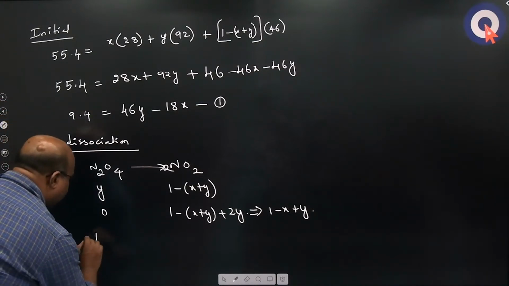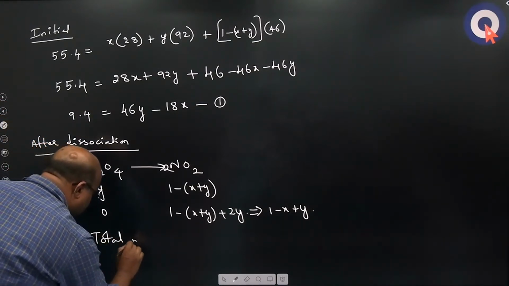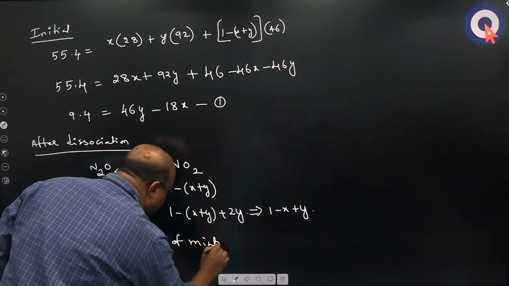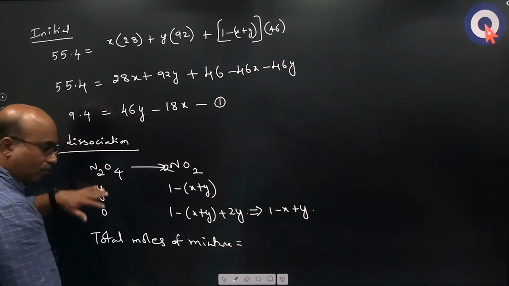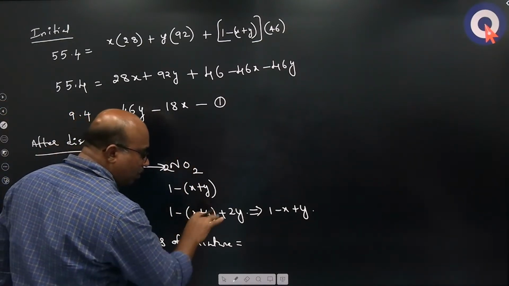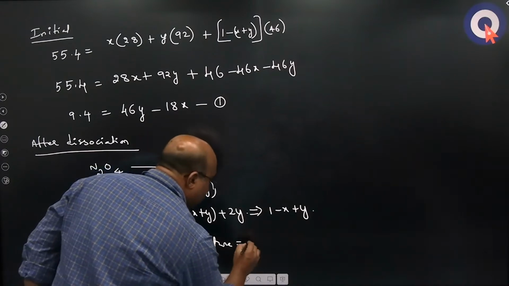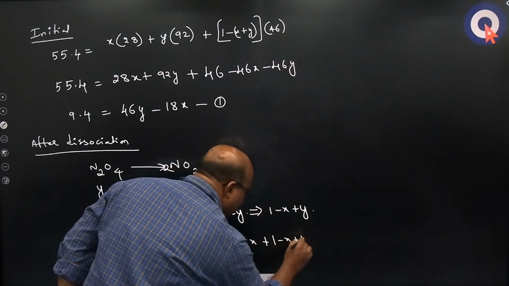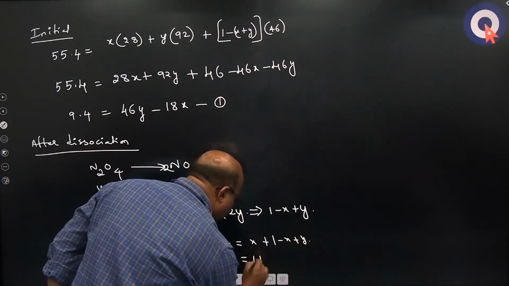But the total moles of the mixture after dissociation: there is no N2O4, so there is only NO2 and N2. N2 is X plus NO2, that is 1 minus X plus Y, so it becomes 1 plus Y.